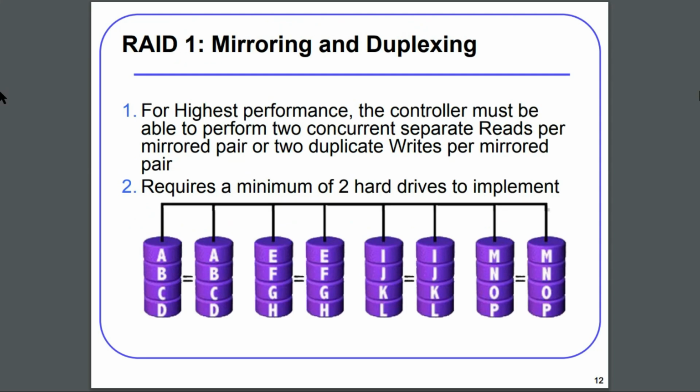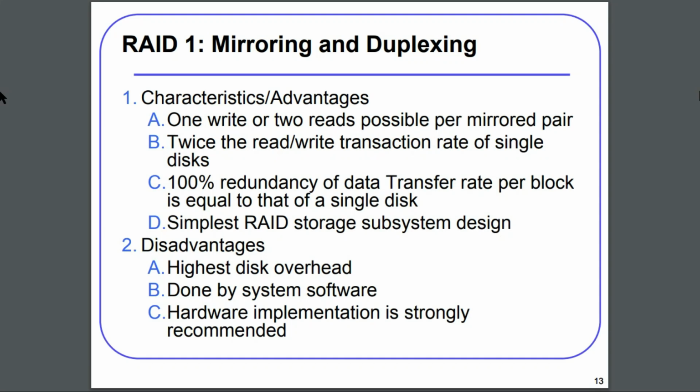The next RAID level is RAID 1, mirroring and duplexing. For highest performance, the controller must be able to perform two concurrent separate reads per mirrored pair or two duplicate writes per mirrored pair. It requires a minimum of 2 hard drives to implement RAID 1. Now the characteristics, advantages and disadvantages for RAID 1. Characteristics and advantages: one write or two reads are possible per mirrored pair, twice the read transaction rate of a single disk, 100% redundancy of data, transfer rate per block is equal to that of a single disk, and it is the simplest RAID storage subsystem design.